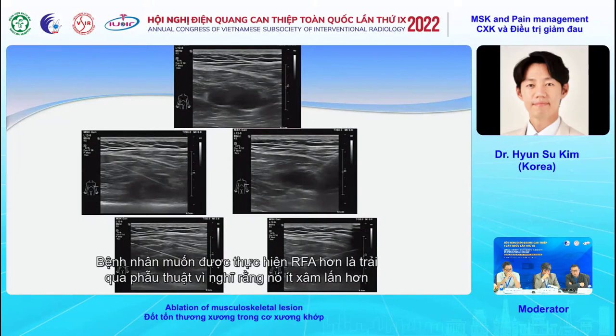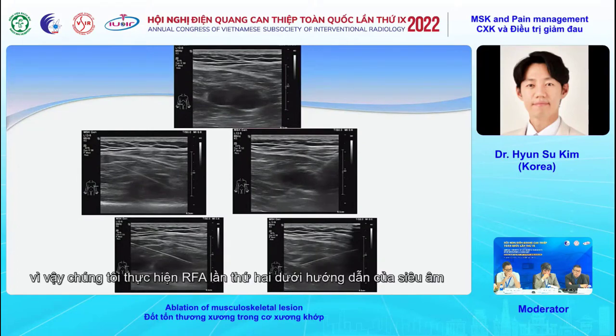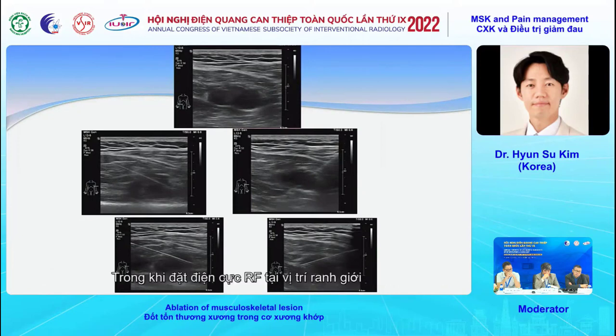The patient preferred to undergo RFA rather than undergoing surgery as he thought it is less invasive. So we performed second RFA session for the lesion using ultrasound for guidance while placing the RF electrode in various locations. One thing I would like to point out is that RFA performed using ultrasound as an imaging guidance can be very challenging, as margin of the tumor as well as that of the ablation zone cannot be visualized clearly.